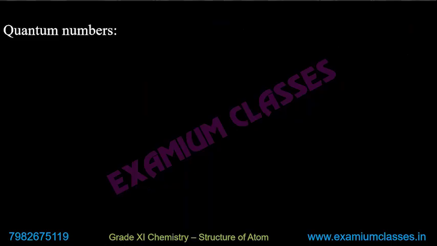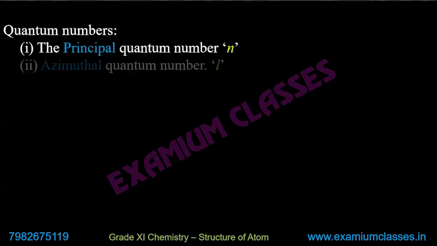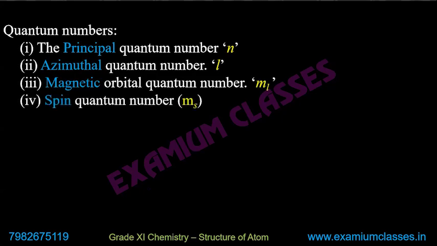Four quantum numbers define the position, the place basically, of an electron, the region where it can be found inside the atom. For that, we need four parameters. These four parameters are four quantum numbers: principal quantum number, azimuthal quantum number, magnetic quantum number, and spin quantum number. Principal quantum number tells you in which shell of the atom the electron is.